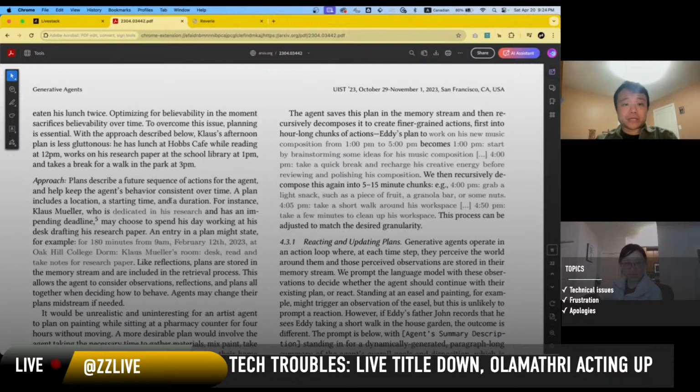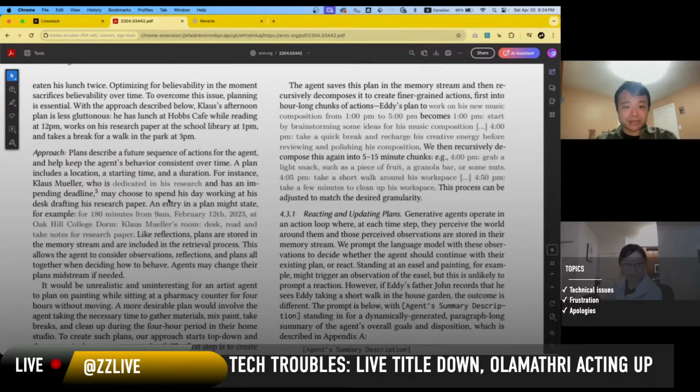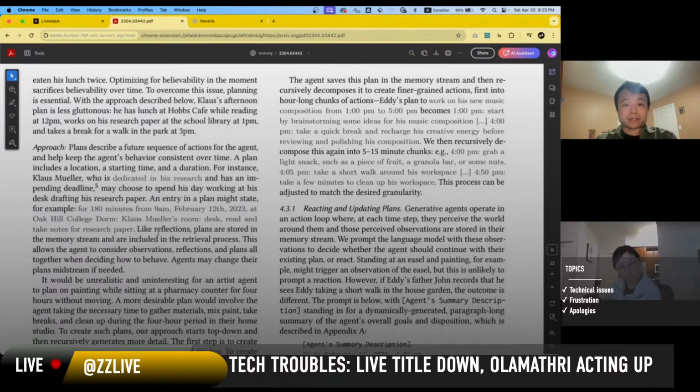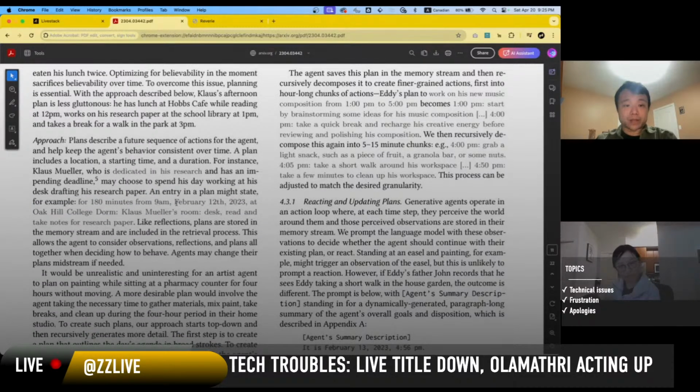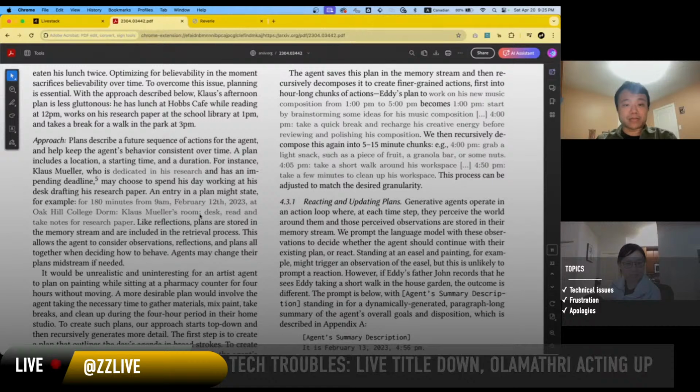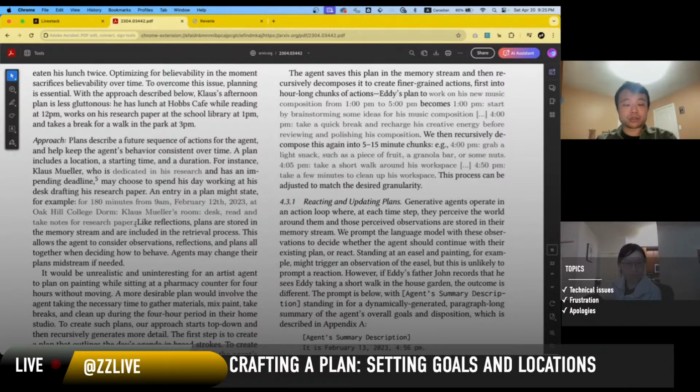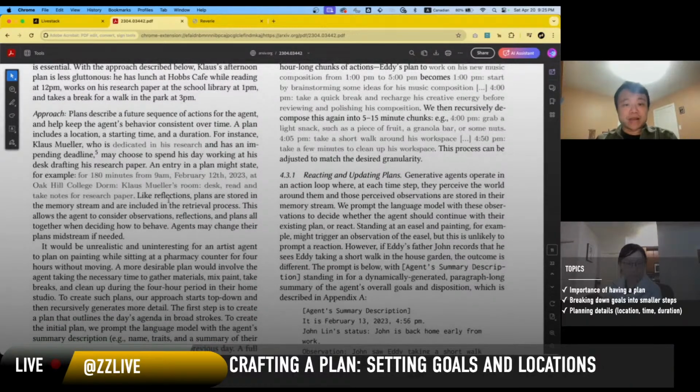A plan includes a location, a starting time, and duration. For instance, Klaus Müller, who is dedicating his research and has an impending deadline, may choose to spend his day working at his desk drafting his research paper. An entry in the plan might state, for example, for 180 minutes from 9 a.m., February 12th, 2023, at Oak Hill College dorm, Klaus Müller's room, desk, read and take notes for research paper.